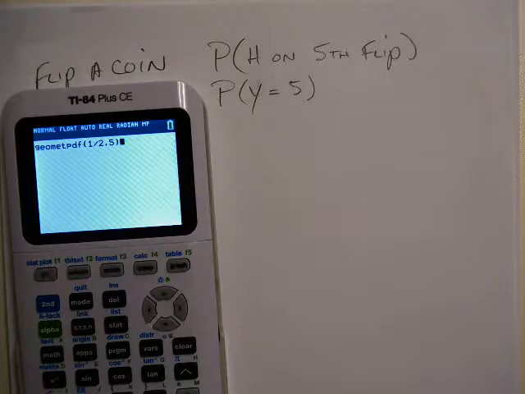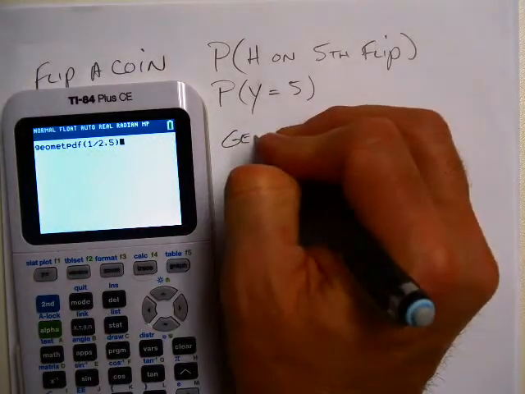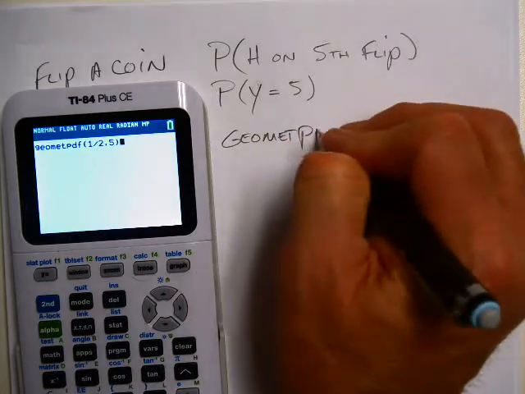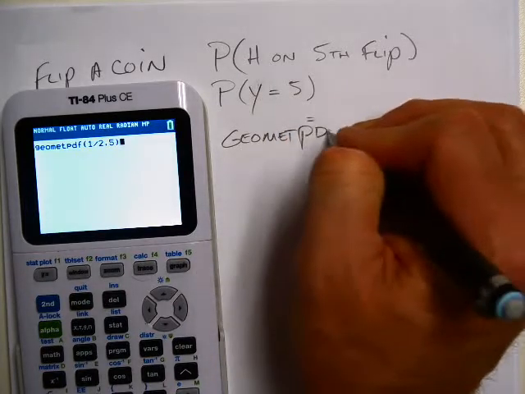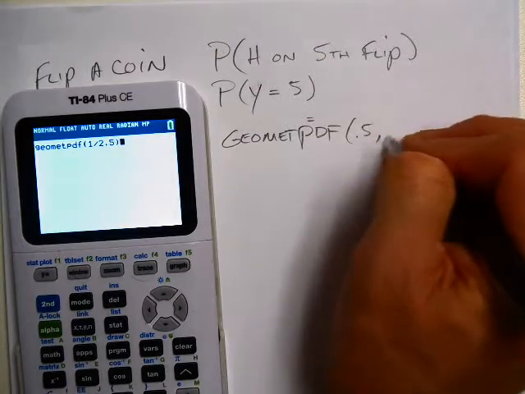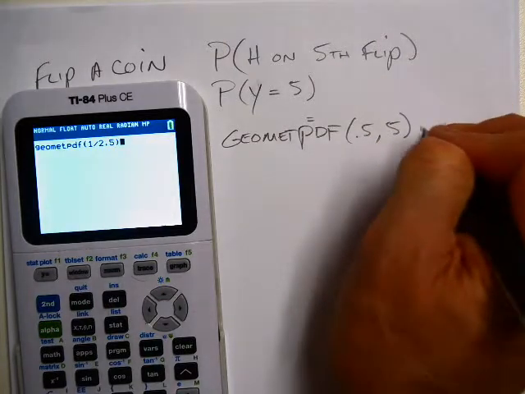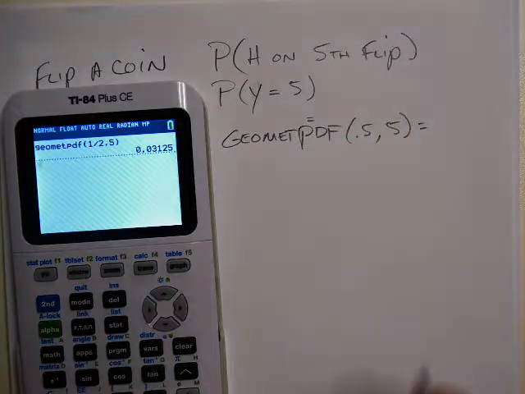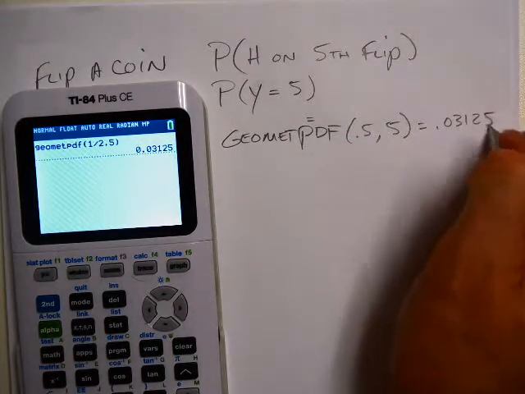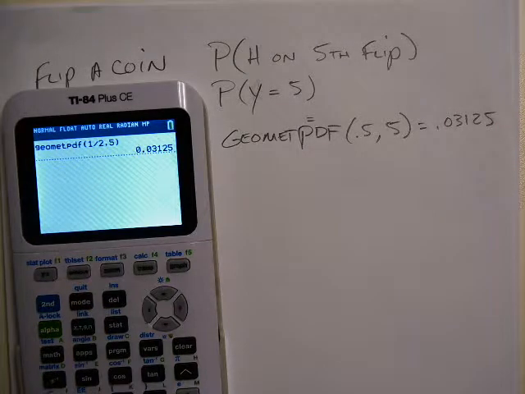So Geomet PDF, because it's an equal, 0.5 or 1/2, and what do we get, about 3%? There's about 3% of the time your first head would occur on the fifth flip.